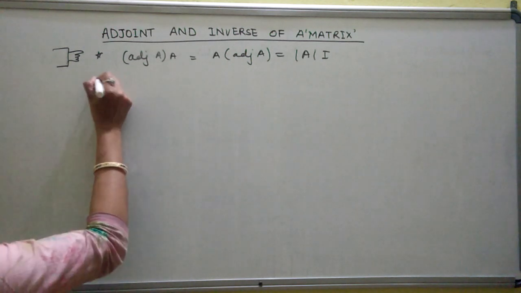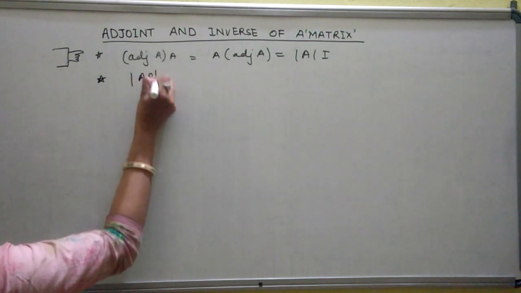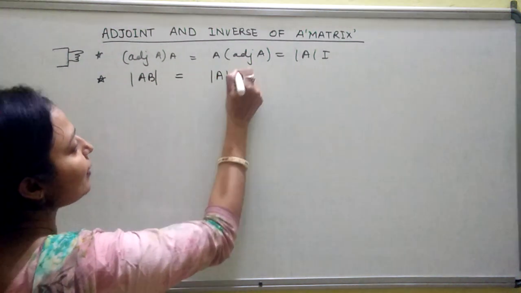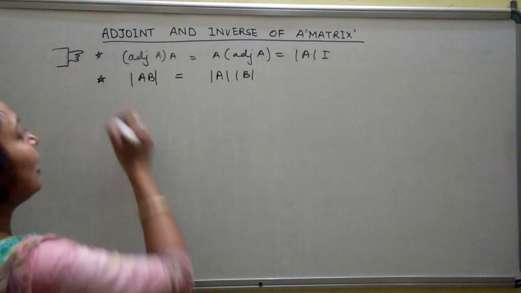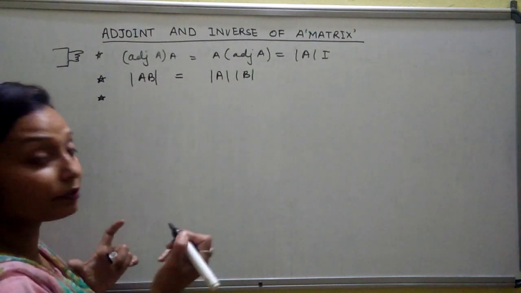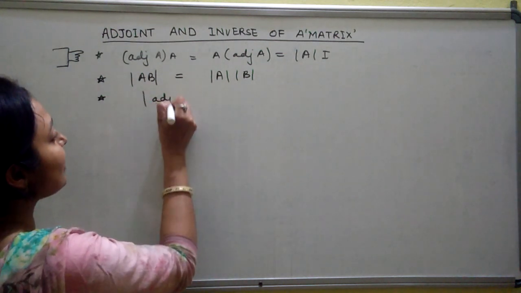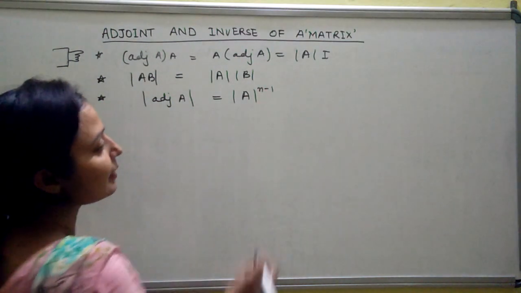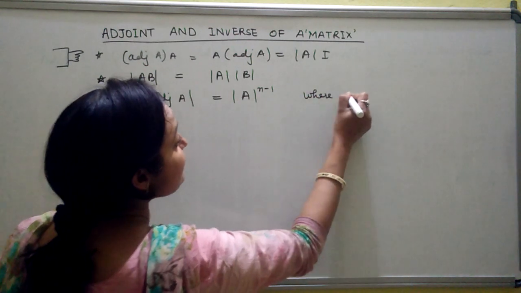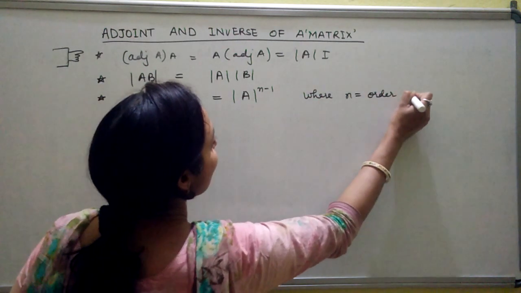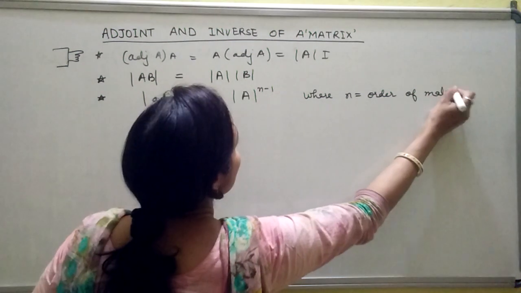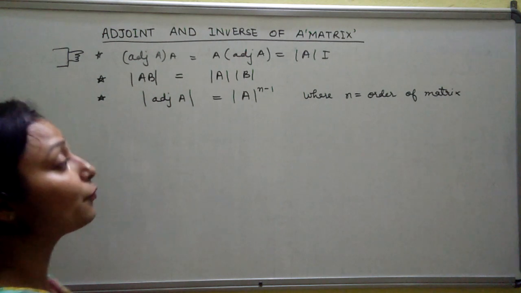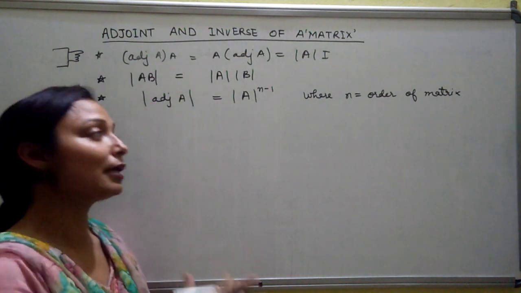Second, the determinant of AB: if you want to find it, the determinant of AB will equal determinant of A times determinant of B. Third important result: the determinant of adjoint A is equal to determinant of A to the power n minus 1, where n is the order of the matrix. These are the important results which we can prove by using an example.